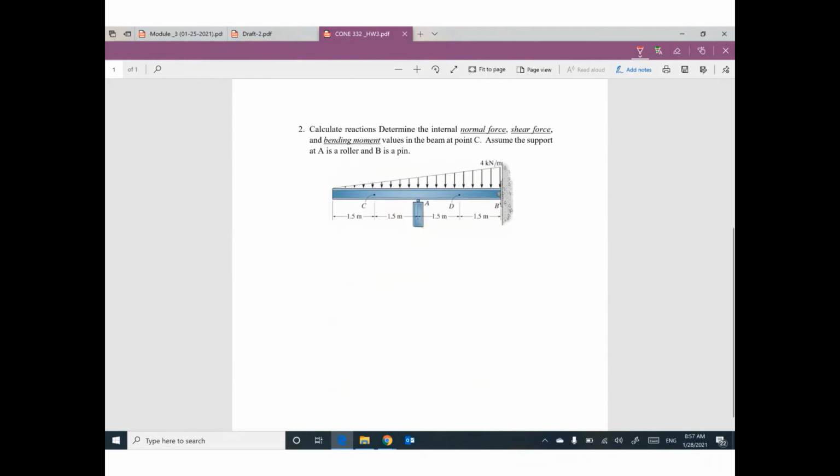The second problem, the same also. We need to calculate reactions. It is given support A is roller and support B is pin or hinge. After you calculate the reactions, we need to do a cut at point C. Where is point C? It is here. So do your cut. I believe the left part will be the easiest part. Only 2 problems.